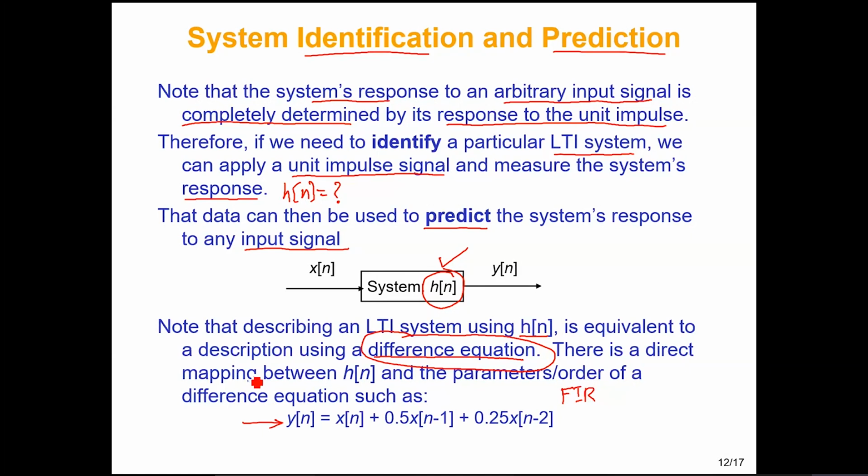So there is a direct mapping or direct relationship between h of n and your difference equation, especially if you have an FIR. Why do we say this? If you have this thing given to you, y of n is equal to, I'll take another simple example, let's say x of n plus 0.5 x of n minus 1 plus 0.25 x of n minus 2.